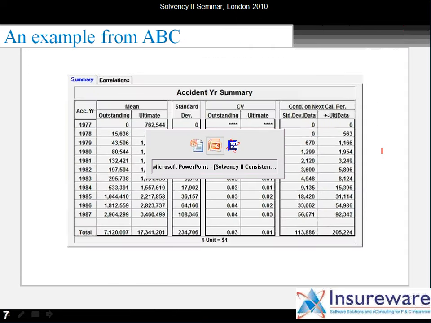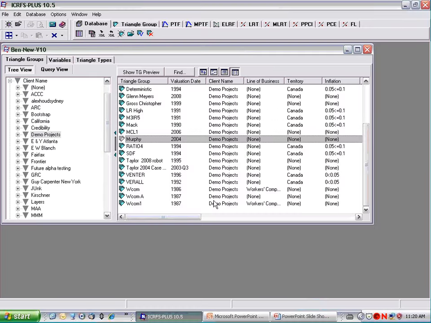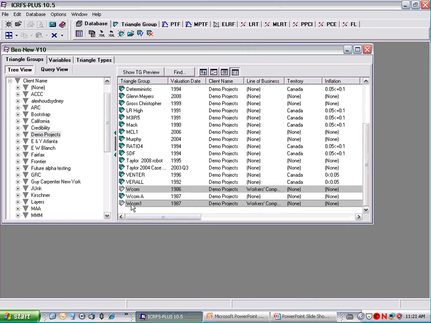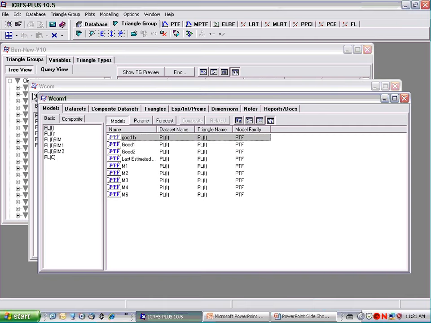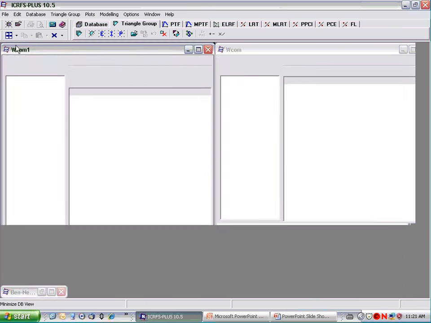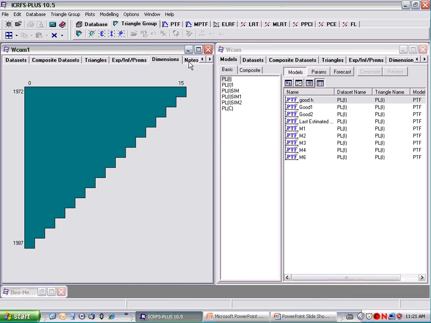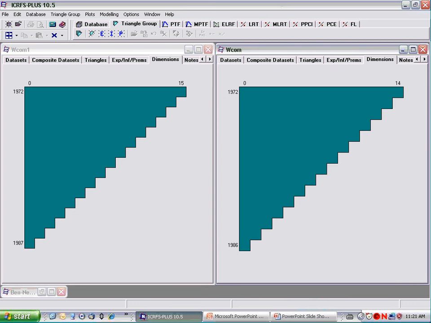So now let's look at the study. So I've got WCOM and WCOM1, and let's open each. WCOM1, if you just look at dimensions, let's see what's the difference in terms of dimensions. It's the same line of business, but we have an additional calendar year. So if we look at dimensions, you can see that for WCOM1, we have an additional diagonal, but also an additional accident year.